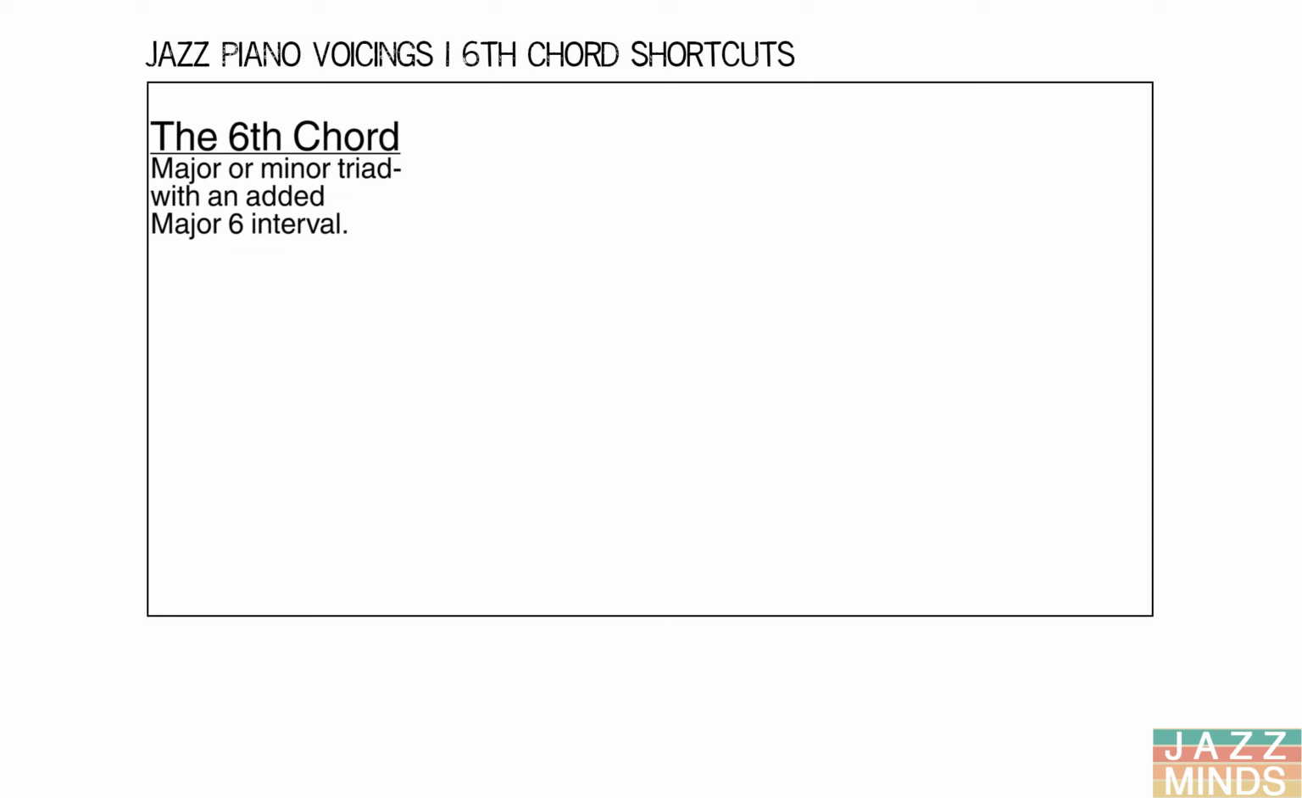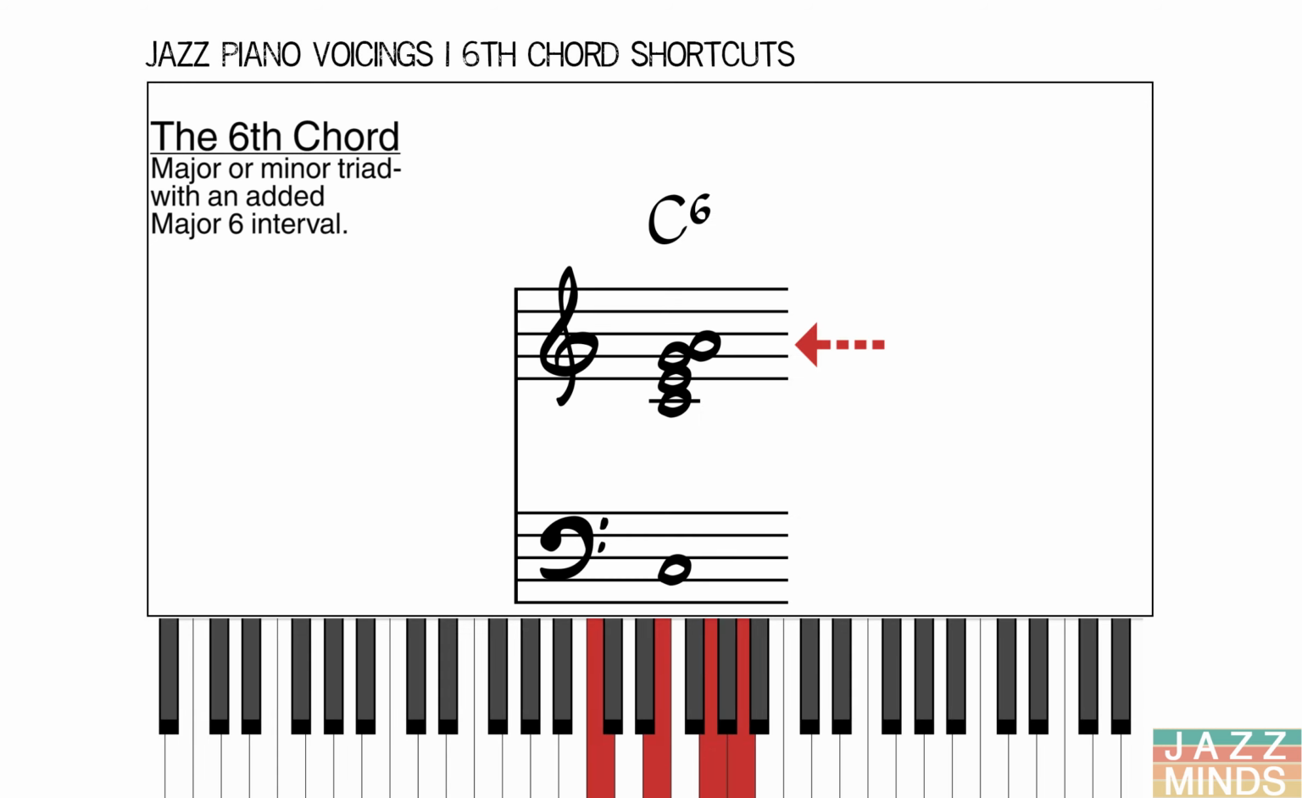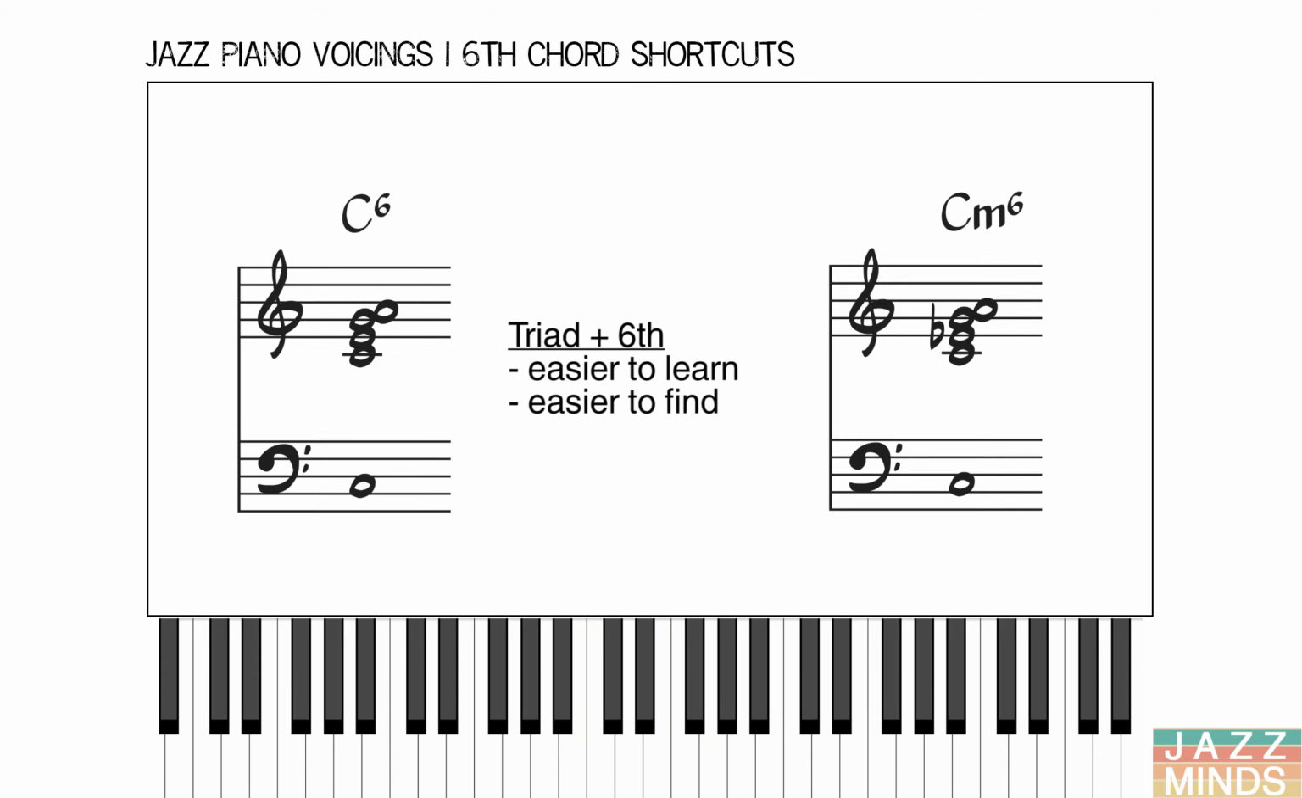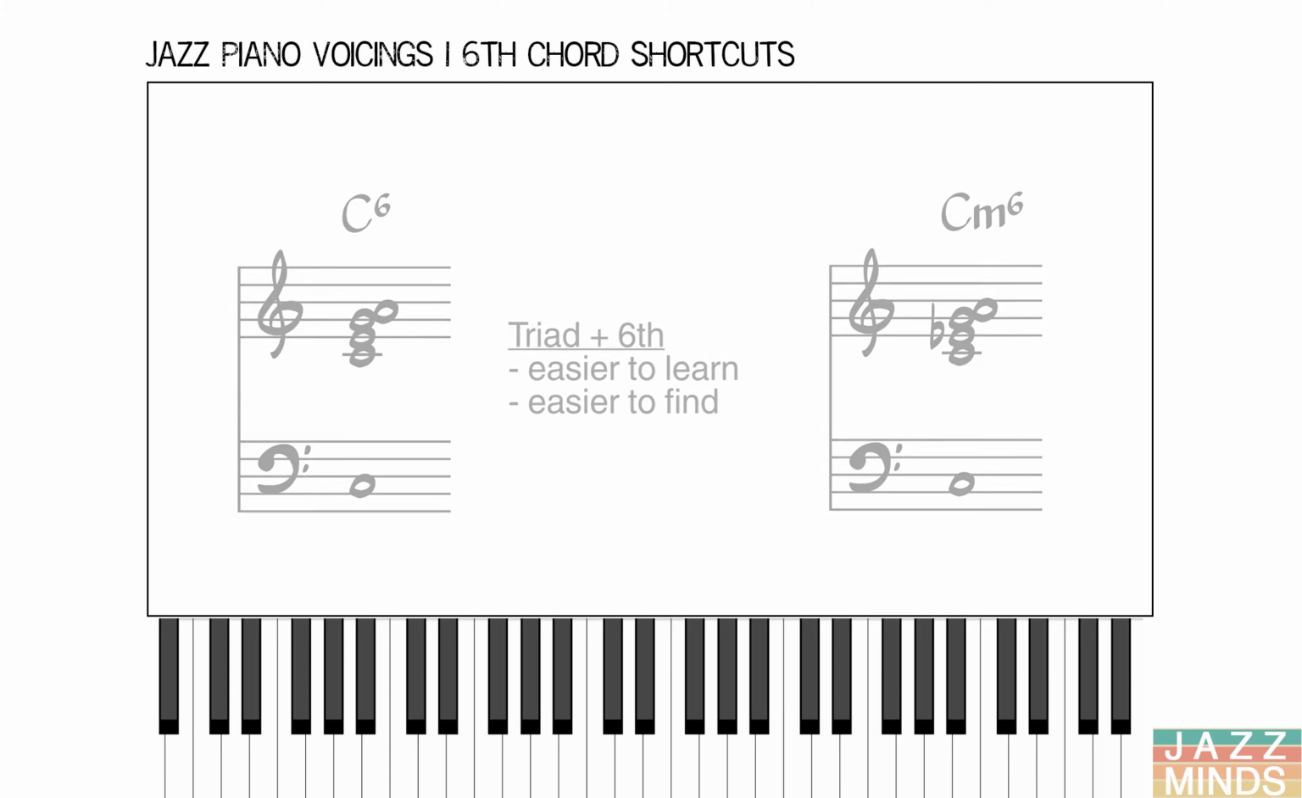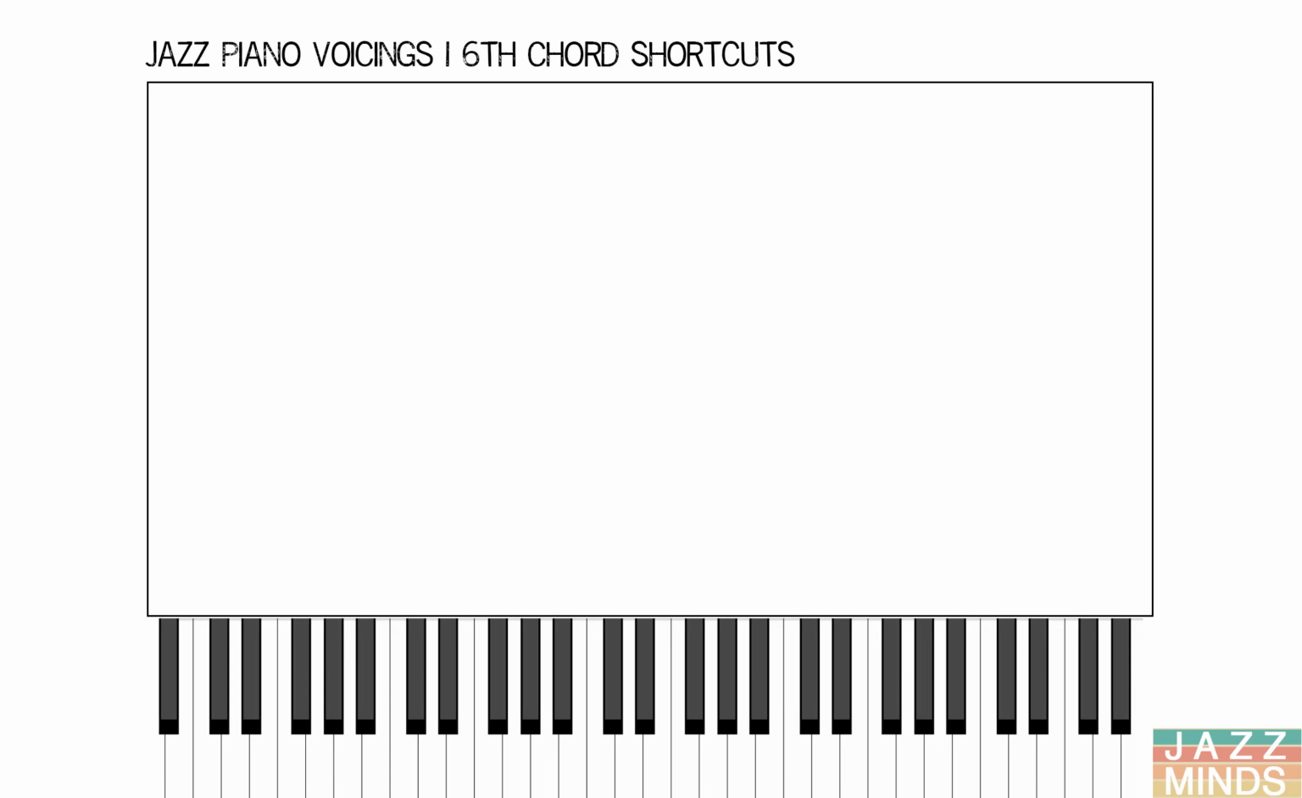The 6th chord shape is a major or minor triad with an added major 6th note. The simplicity of the chord is why it's useful, and the idea is that by using 6th chords as a shortcut to other chords, you can start getting your hands straight on the piano and creating beautiful-sounding voicings, all without having to worry about the intervallic makeup of specific types of complex chords.